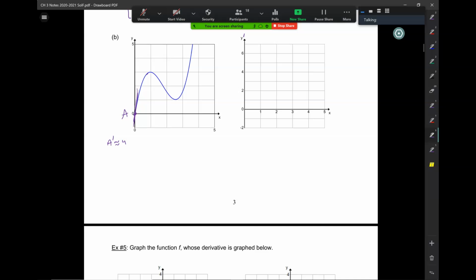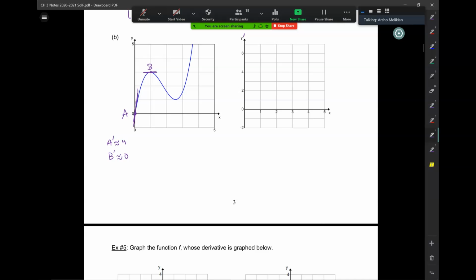Now, don't freak out because we're estimating. It's very clear when I'm grading your work that I understand there is some estimating involved, so don't worry about that. Another point which is good to pick is a peak or a valley. So here, I'm going to call that B, and that's a horizontal tangent. So we're going to say it's about 0. Okay.